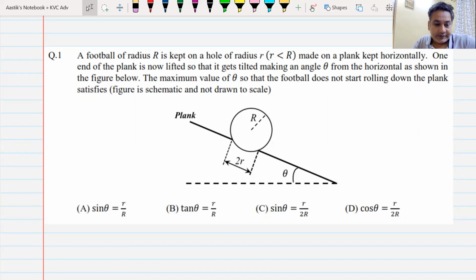Okay, you understand this? Yes. So the concept remains exactly the same. The concept does not change. The ball should not start rolling, so the torques must be equal.